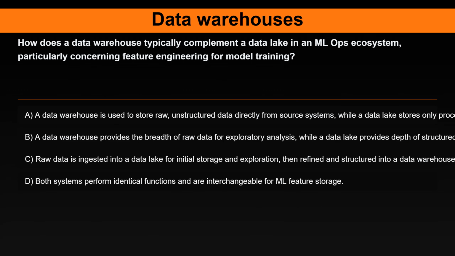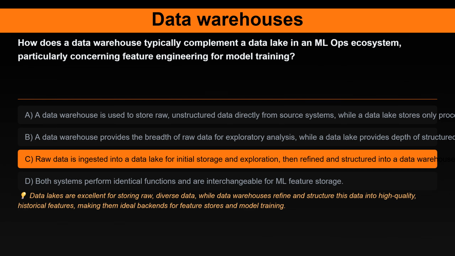Question 15. How does a data warehouse typically complement a data lake in an ML ops ecosystem, particularly concerning feature engineering for model training? Option A, a data warehouse is used to store raw, unstructured data directly from source systems, while a data lake stores only processed data. Option B, a data warehouse provides the breadth of raw data for exploratory analysis, while a data lake provides depth of structured, cleansed features. Option C, raw data is ingested into a data lake for initial storage and exploration, then refined and structured into a data warehouse to provide high-quality, historical features for ML models. Option D, both systems perform identical functions and are interchangeable for ML feature storage.